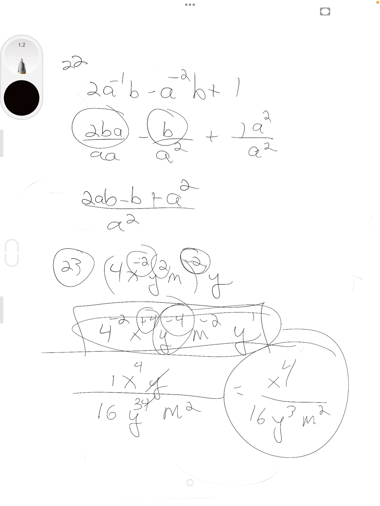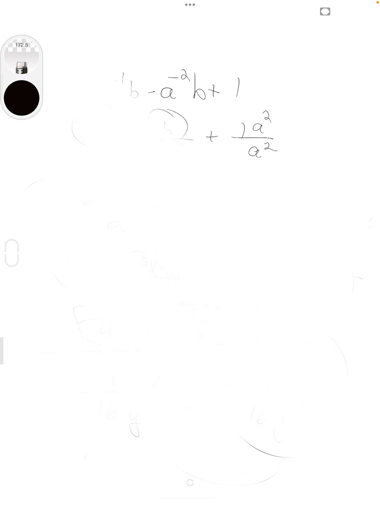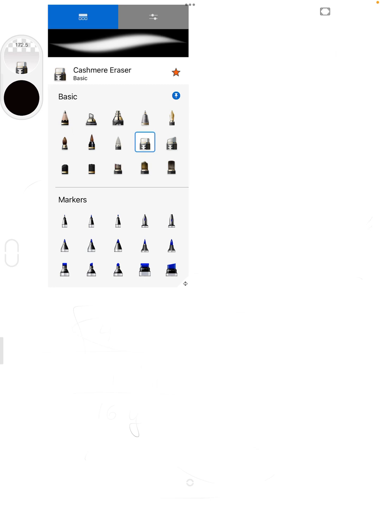This is okay. I would combine this y and that y to make it y to the negative 3, if you wanted to do it all on one line. That's number 23. Number 24. Both are correct on that one, by the way.